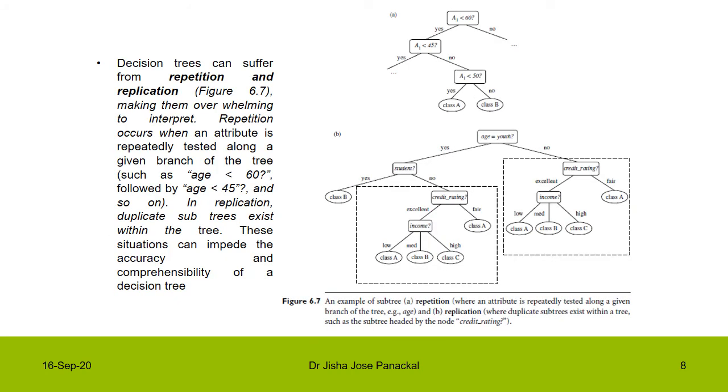And decision trees can suffer from repetition and replication. That's why we need this pruning. So this is an example for such a case. We may have repetition, and we may have to suffer from replication. Repetition, where an attribute is repeatedly tested along a branch of the tree. Here, for example, age less than 60. If it is the case, yes, and we have to check whether it is less than 45. But again we have to check whether it is less than 50.